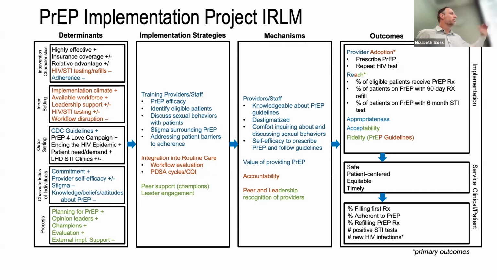And then, of course, we have multiple metrics that we could look at for our patient-level outcomes. The one I think is the most important is the primary at the bottom there with the asterisk, which is that we want to prevent new HIV infections. That's the ultimate goal of prescribing PrEP. But we can also look at all these other relevant things too.